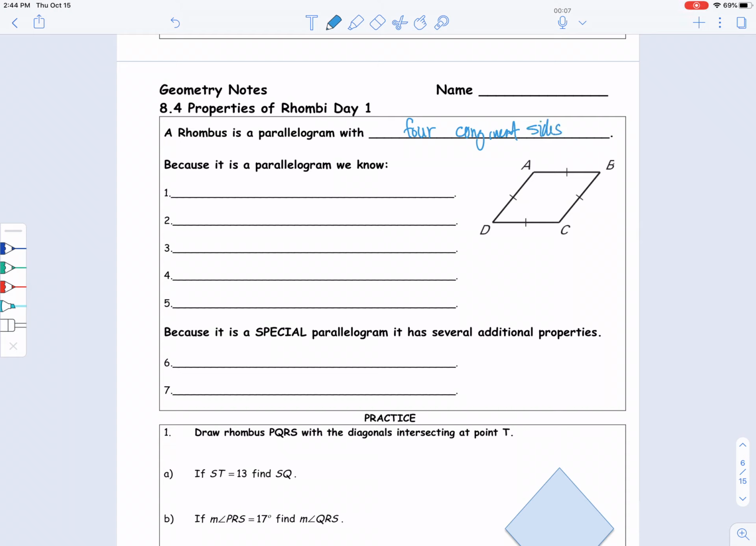Okay. Now, because it is a special parallelogram, all the properties of a parallelogram do apply to this shape. So a parallelogram has opposite sides that are parallel. Opposite sides are also congruent. Opposite angles are congruent.